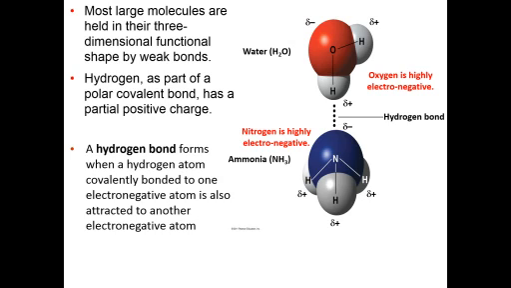Alright, so looking at hydrogen bonds. With hydrogen bonds, you have, for instance, water and ammonia. So you have two molecules that contain highly electronegative atoms. They also are covalently bonded to hydrogen. So here, when you look at water, water is bound to oxygen, which is highly electronegative, and hydrogen, which has a slight positive charge.